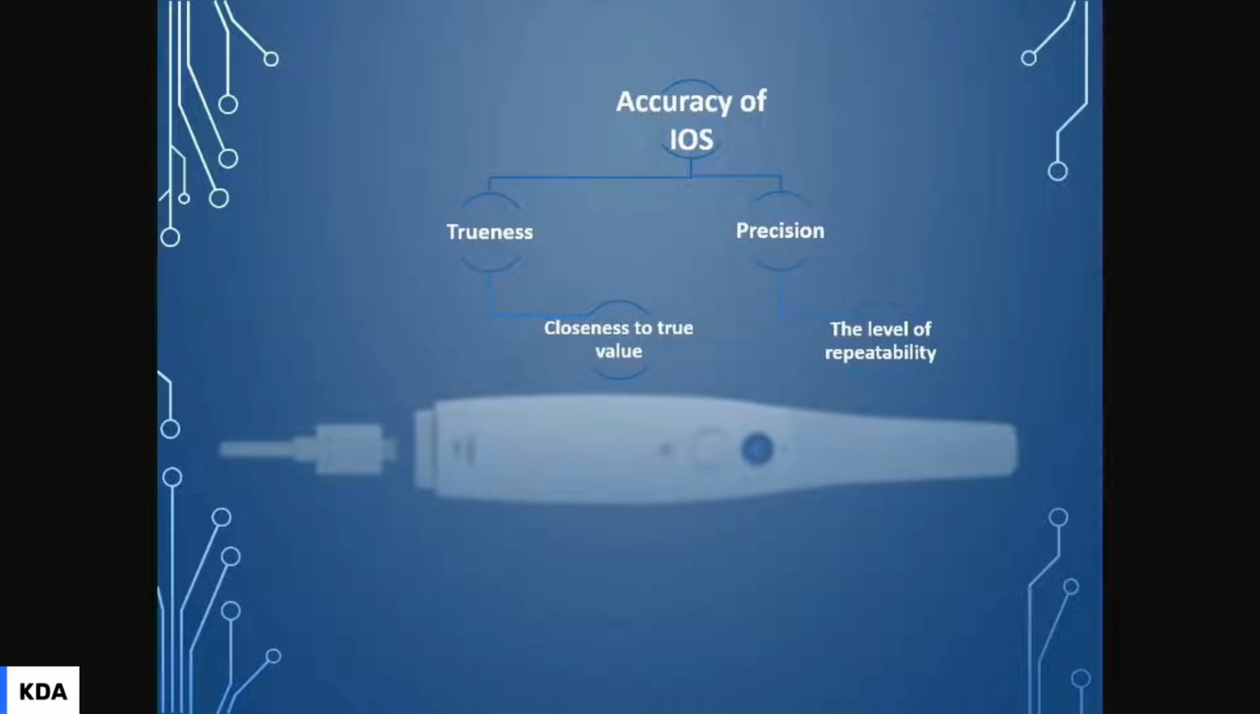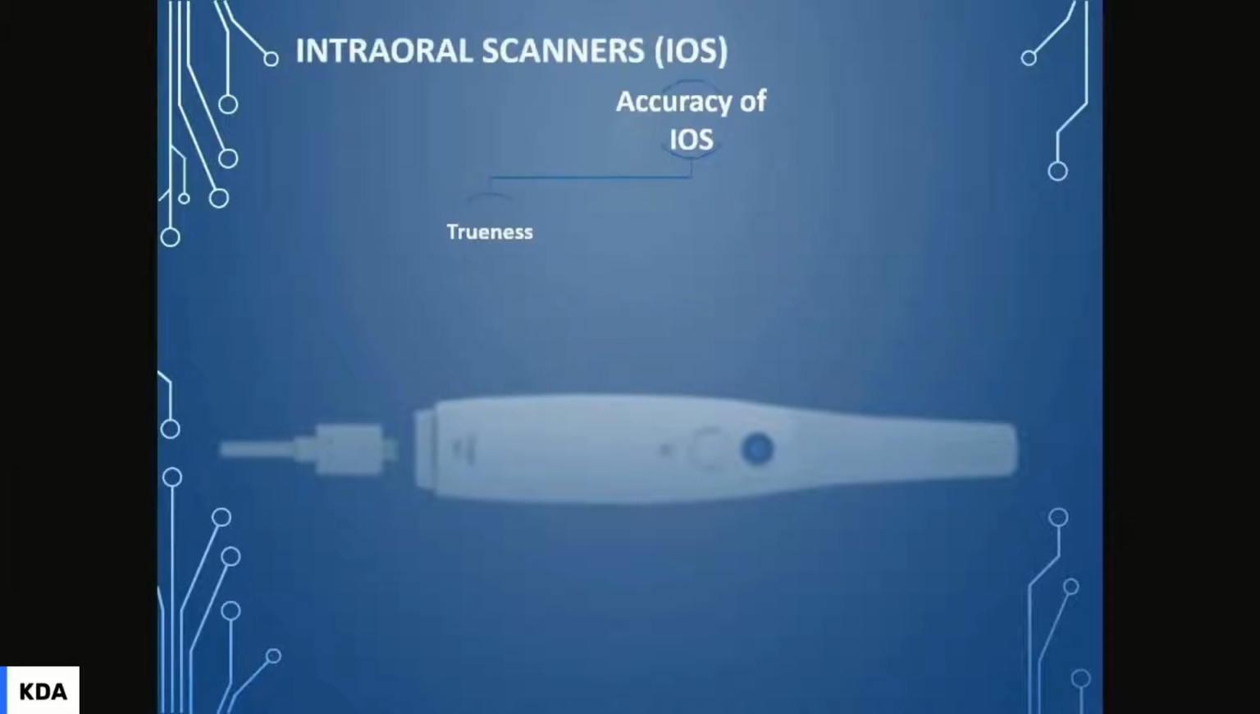So how can we measure the accuracy of our 3D scanners, whether they are intraoral scanners or lab scanners? Basically, we need to know two terminologies. One is the trueness, and the other one is the precision. Trueness means how close is our image to reality.